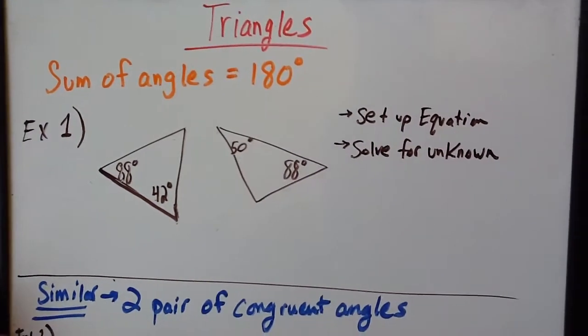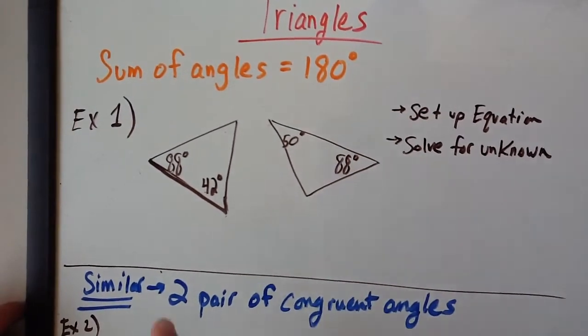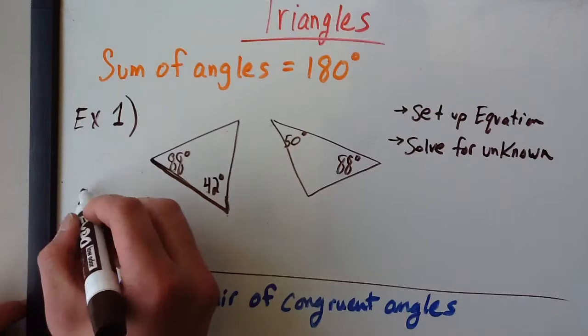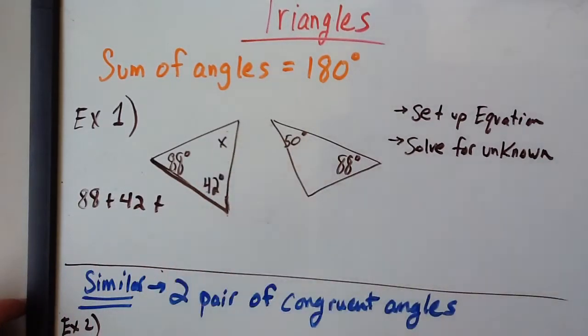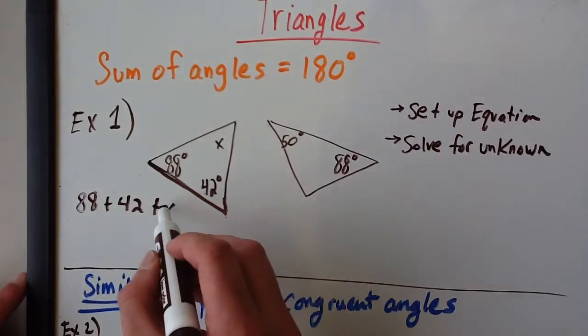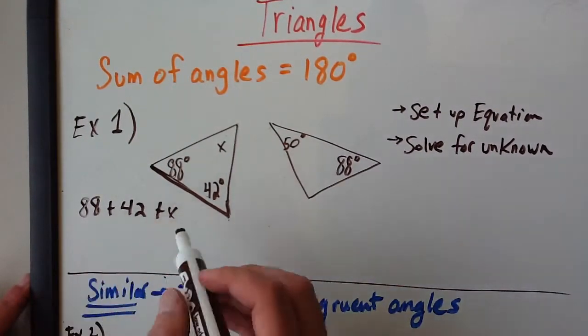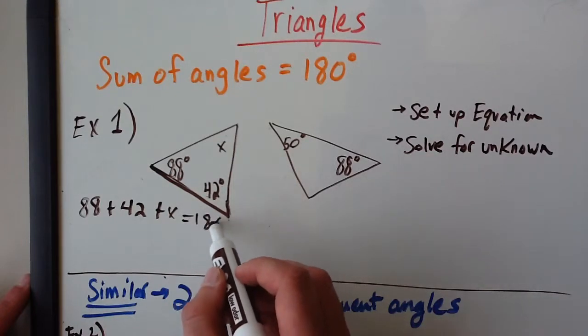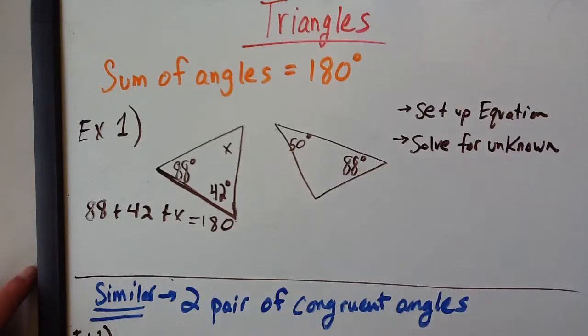So to solve for the missing angle, I need to first set up an equation and then solve that equation for the unknown variable. So here in this triangle, I know that I have 88 plus 42 plus, let's just call this x, the unknown angle. So plus x, the unknown angle. All three of these, the sum of these three angles add up to 180 degrees. So there's my equation. I'm now just going to solve that equation for x.